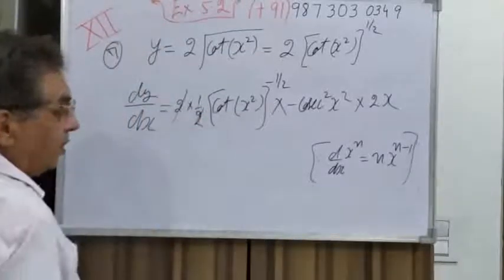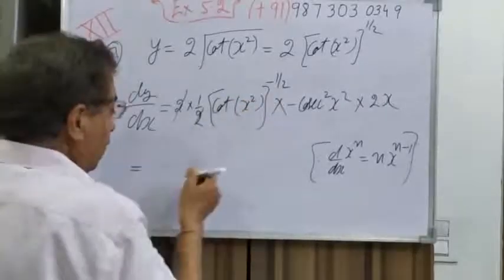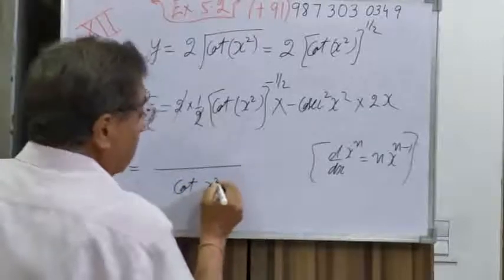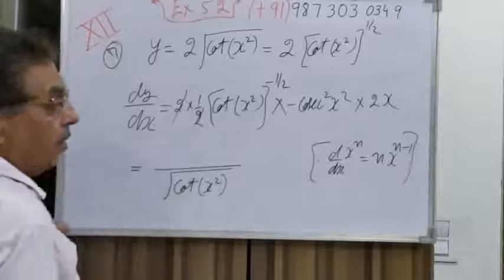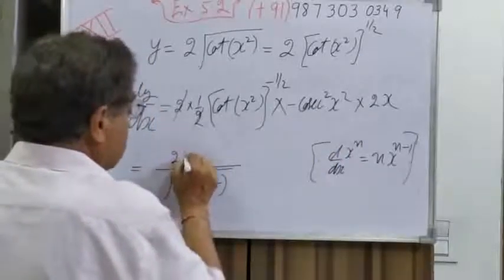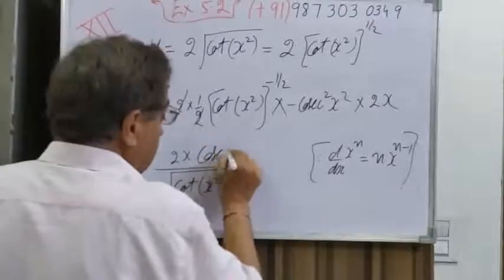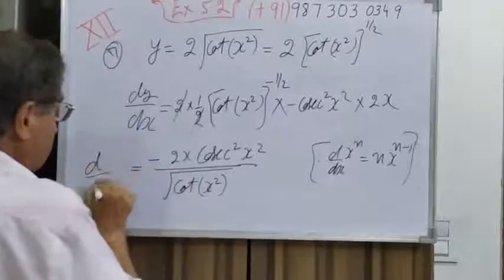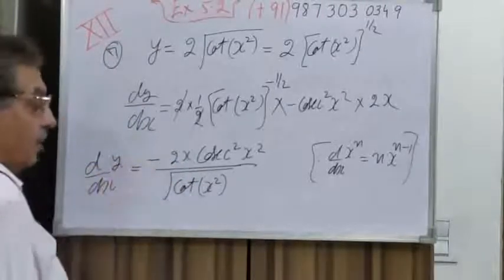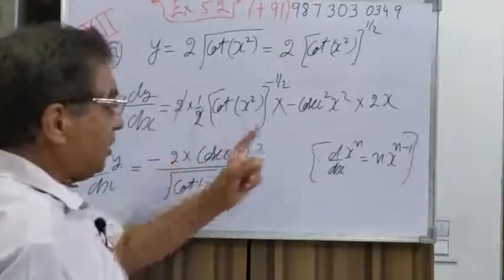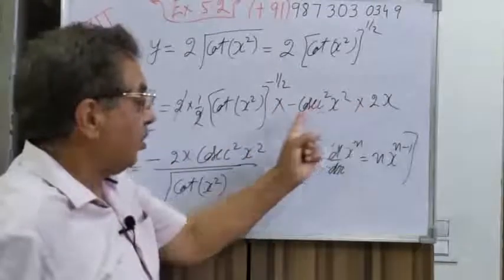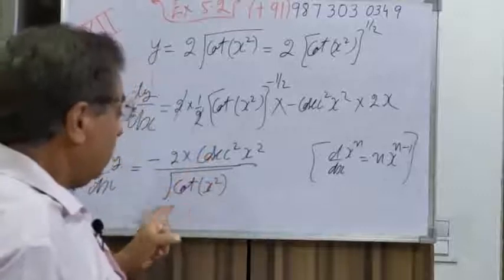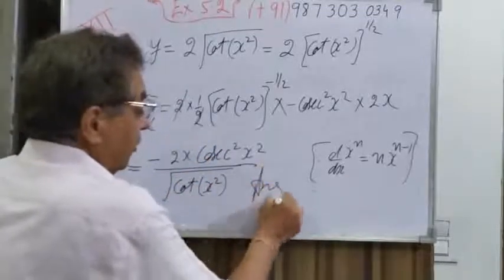Now in simplified form, the 2 can be cancelled out, make it positive. If we make it positive, we get cot x square power 1 by 2, or here we have 2x and cosecant square x square with a negative sign. So this is the answer for question number 7: minus 2x cosecant square x square, over cot x square. The cosecant square terms get cancelled, and cot square x to the power minus 1 by 2 becomes positive in the denominator. So this is the answer we get.